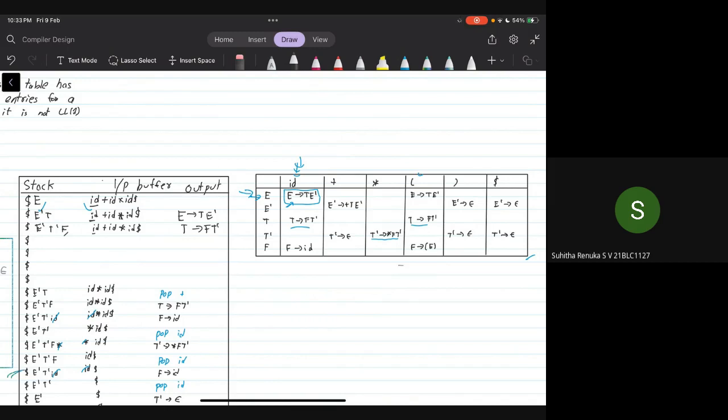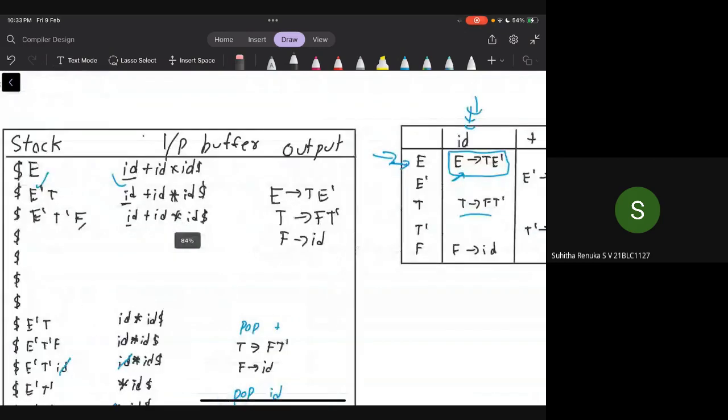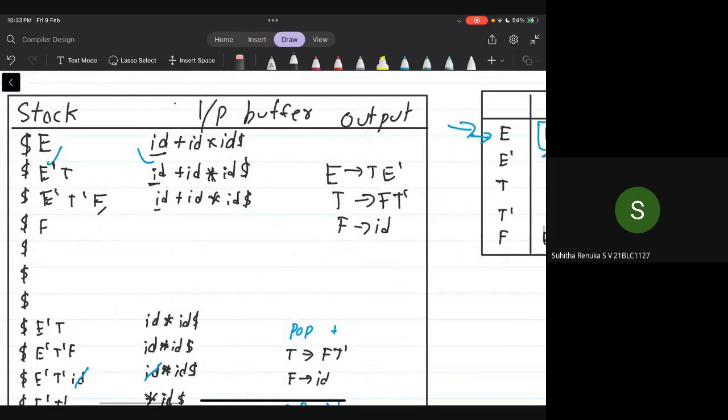F and ID, what is it? F goes to ID. So now you'll replace F with ID. E dash T dash ID. So now the input is ID plus ID into ID dollar. Now you have ID here, ID here. So you cut this and you write pop ID.